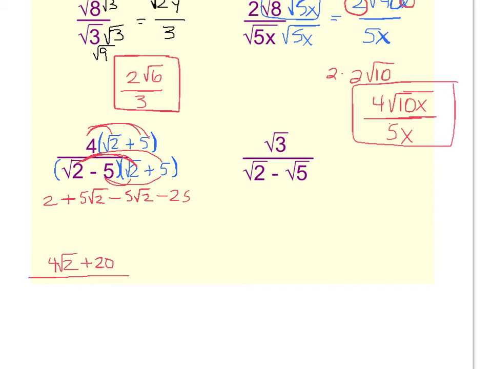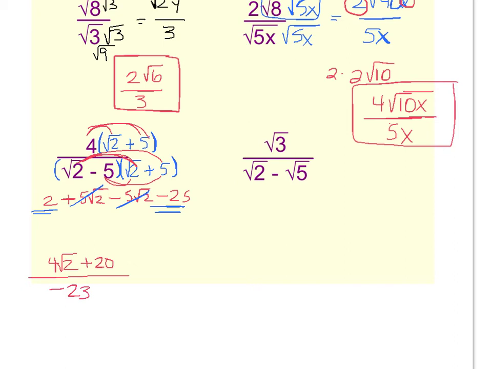So what's going to happen every time you do these? Do you see how you have a 5 square root of 2 and a negative 5 square root of 2? That's exactly what should happen. Those two will cancel each other out. And then you can look at your other terms. You have a 2 minus a 25, which is negative 23.